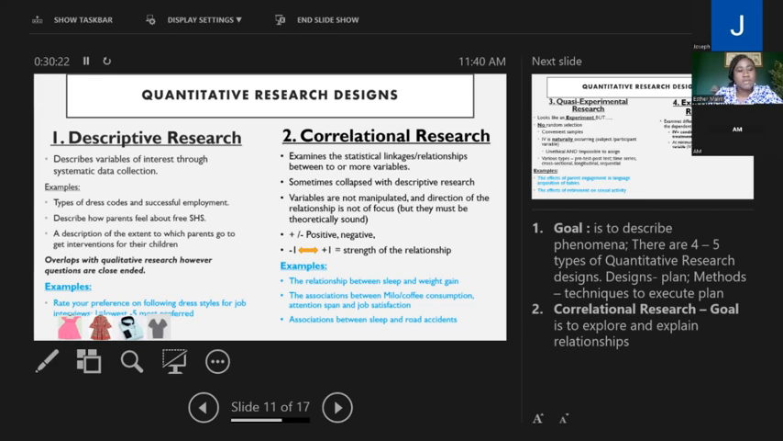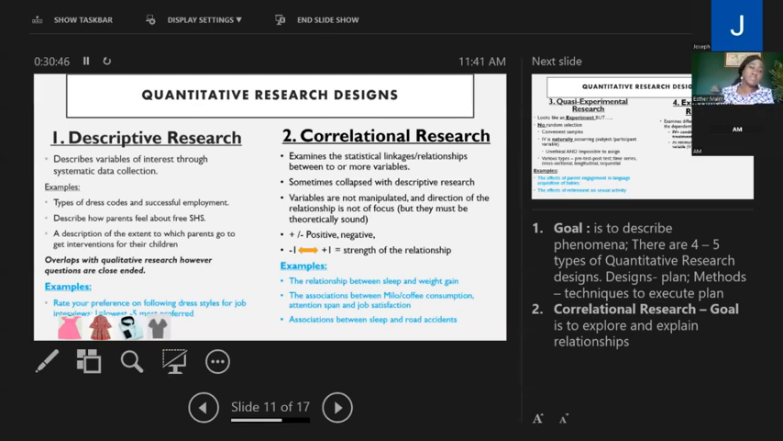Now, one of the interesting things about descriptive research is that if you really think about it, it overlaps with what qualitative research is about, right? Where individuals describe their preferences and opinions. However, the difference is that for quantitative descriptive research protocol, you have close-ended questions with set responses.